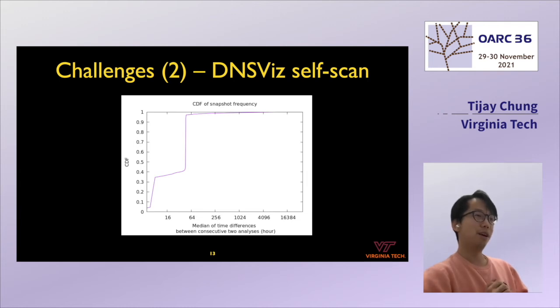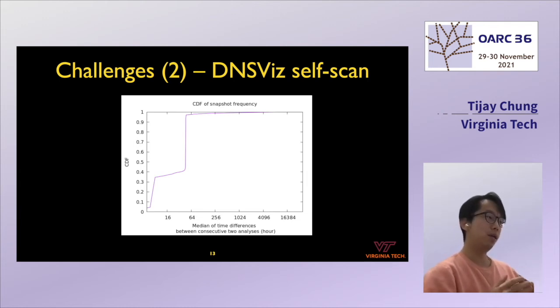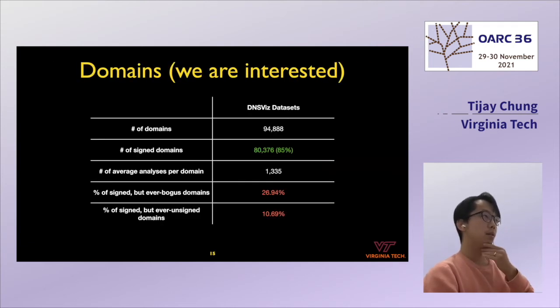All right, thank you. DNSViz used to self-scan, so it used to scan some domain names every 48 hours or 8 hours. So we decided to remove such domain names only if they have analyses where the time differences between consecutive analyses are 48 or 8 hours. So the number of domain names we are interested in now is 94,000, and the percentage of signed domain names is nearly 85%, which is really great.